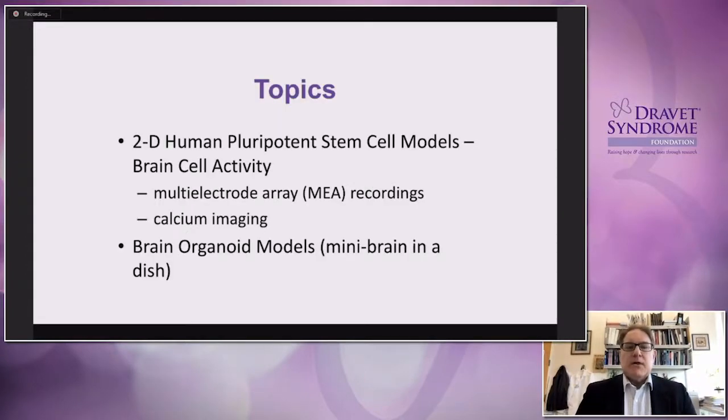I'm going to talk to you today about two-dimensional human pluripotent stem cell models looking at neuron or brain cell activity using multi-electrode array recordings as well as calcium imaging to try to look for epileptic phenotypes. And then in the second half of the talk, I'll tell you about 3D brain organoid models, so-called mini brains in a dish, to study genetic epilepsies.